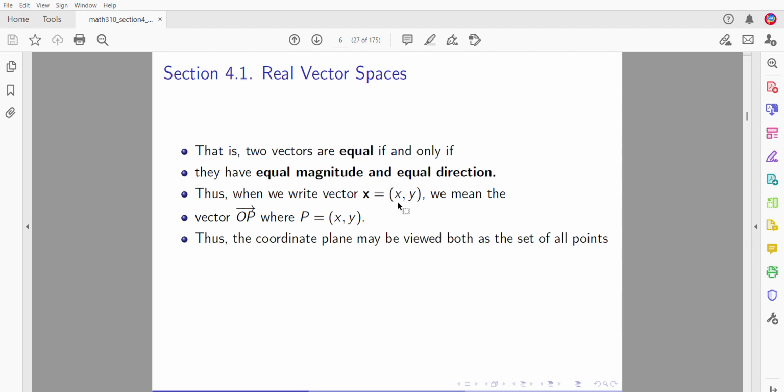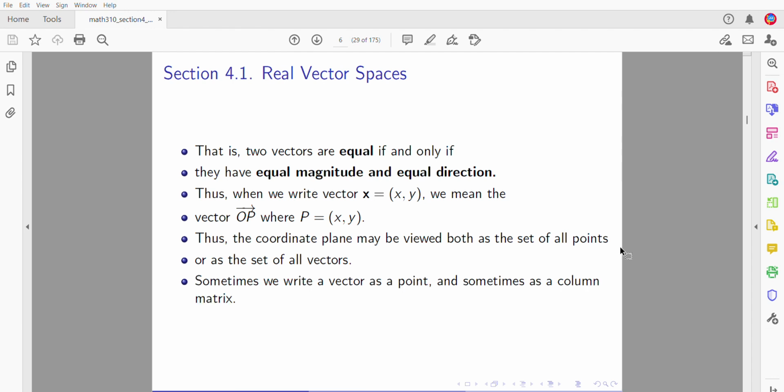Therefore you may consider the coordinate plane in two ways. Coordinate plane consists of all points, so the coordinate plane is a set of all points. Or you may view it as a set of all vectors, because any point gives you a vector starting from origin. So you may view the coordinate plane both as a set of all points or a set of all vectors. Sometimes we write a vector as a point and sometimes as a column matrix.